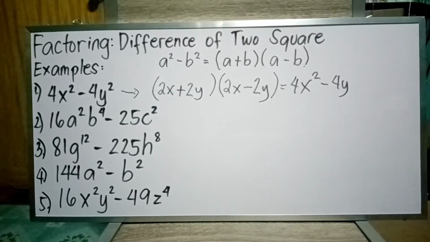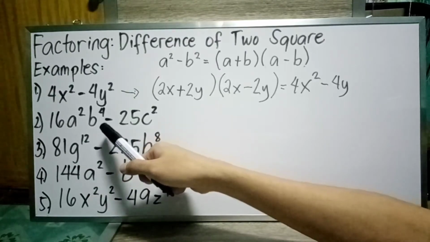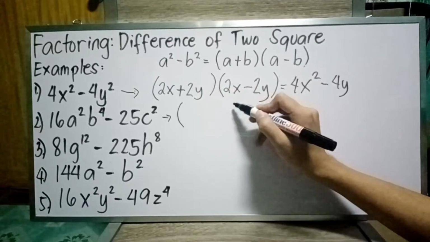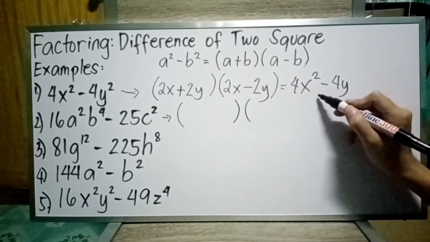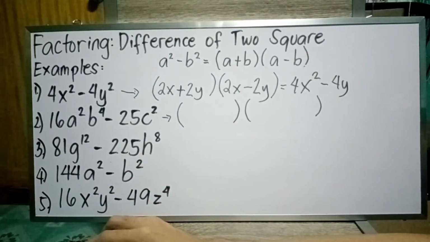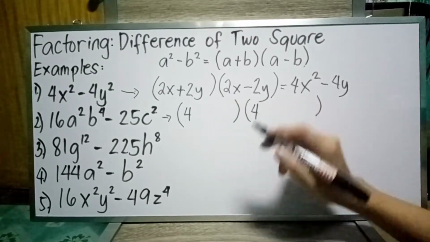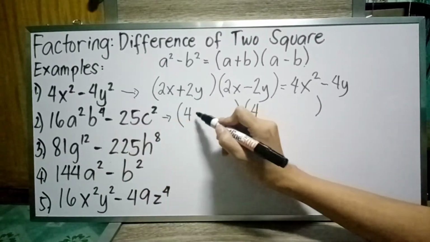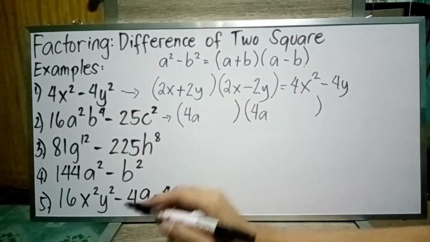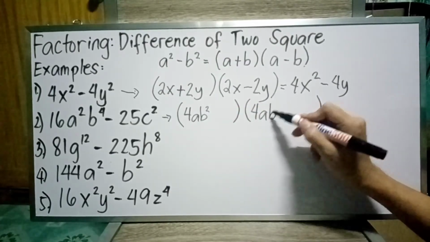Okay, number 2. For number 2, we have 16a squared b to the fourth minus 25c squared. So again, we're going to do the formula. We're going to write the parentheses right away. So what is the square root of 16? Okay, that is 4. Going to write 4. And then a squared, that is a here, then b to the fourth. Okay, that will become b squared.